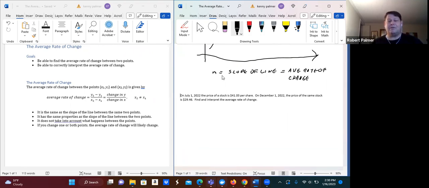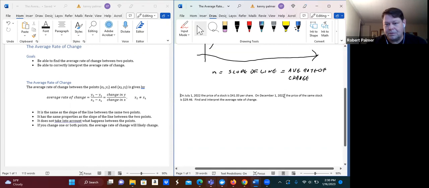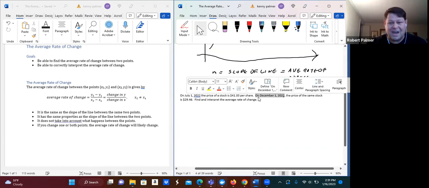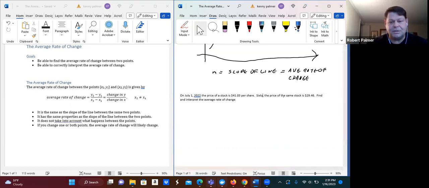So let's say we have some stock that on July 1st, the price is $41.03 per share. Let me change this, because I'm not sure exactly how many days that is, and that would be harder to find out. Let's say 60 days later, essentially 2 months later, the price of the same stock is $29.46. Find and interpret the average rate of change.